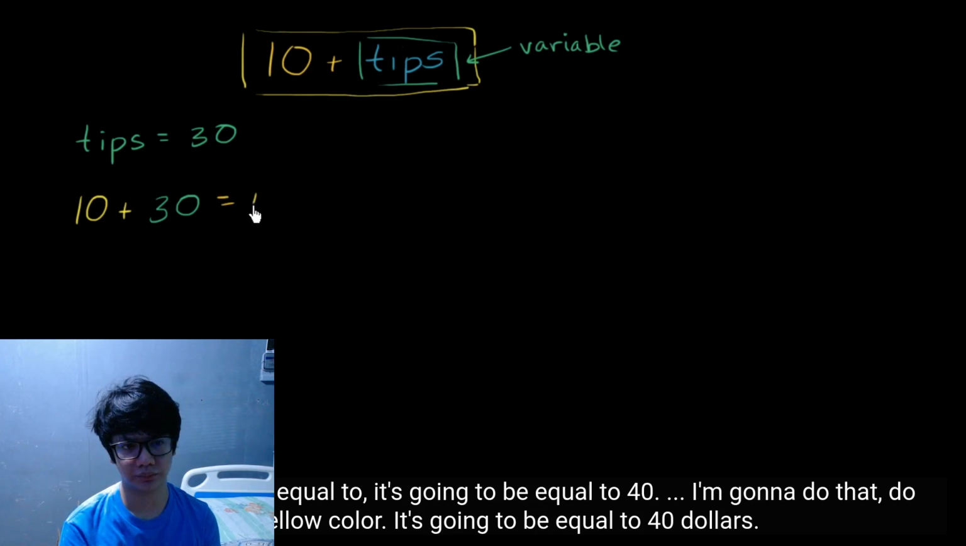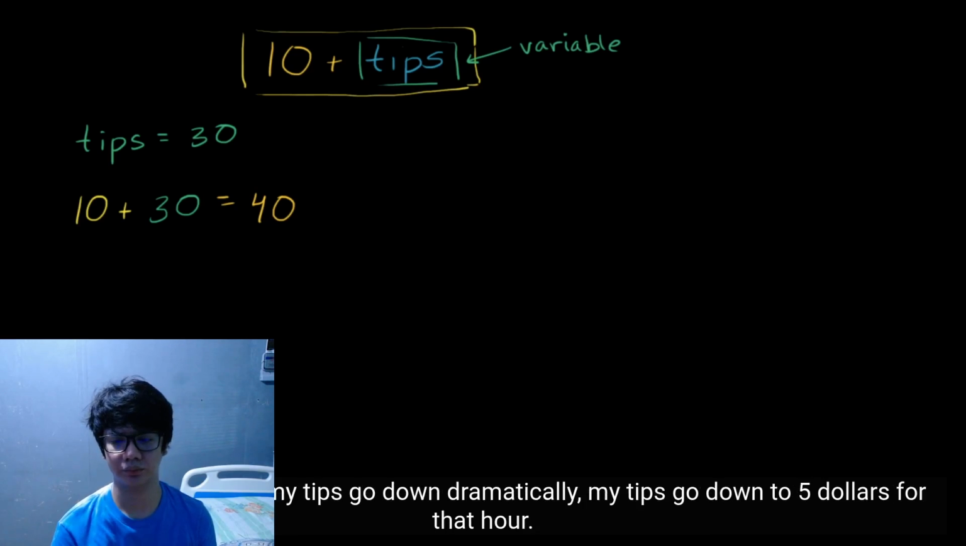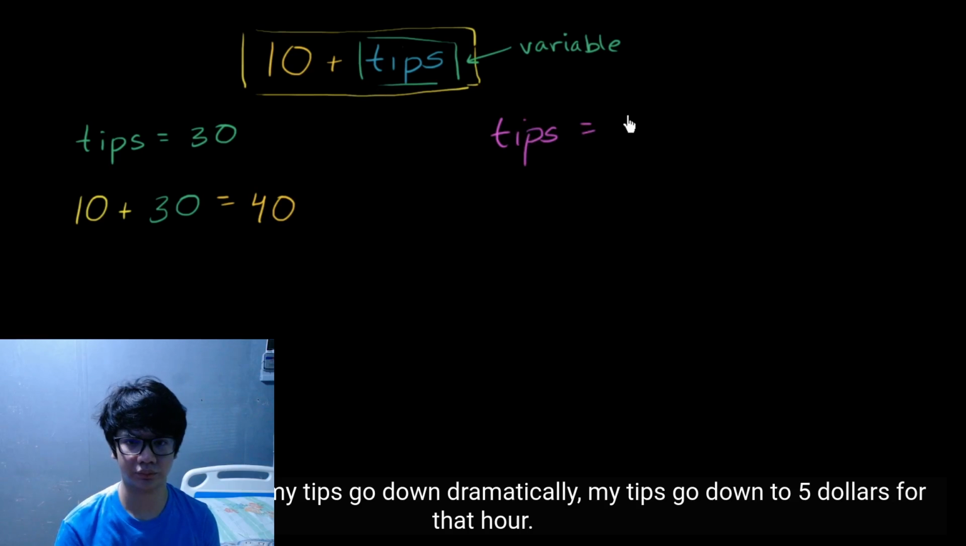It's going to be equal to $40. But let's say right after that, the restaurant slows down. We're out of the lunch hour for whatever reason. Maybe the restaurant next door has a big sale or something. And so the next hour, my tips go down dramatically. My tips go down to $5 for that hour.